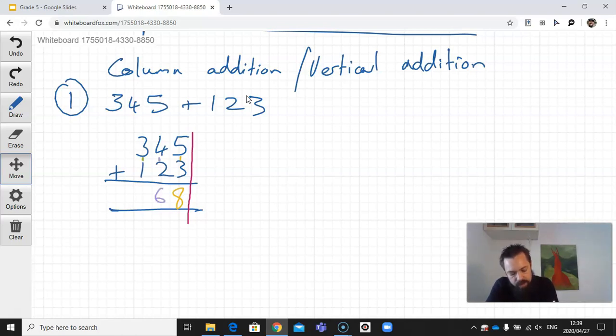What is 3 plus 1? That's 4. And there's my answer, 468. I quite like to think of these two things as a big equal sign, and there's my answer in the middle.